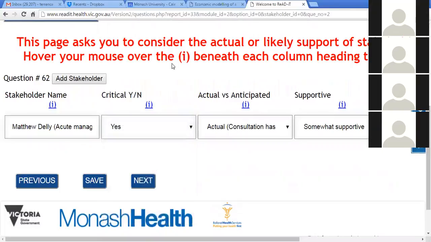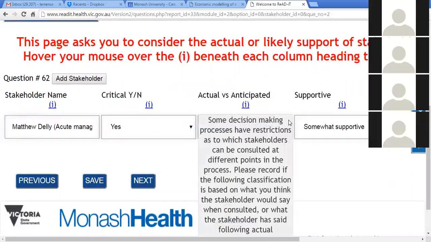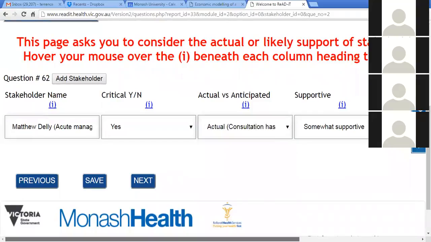I've entered the information here already for one stakeholder. The acute manager at Strongo Hospital is Matthew Delly. The actual versus anticipated question is asking, have you actually had this consultation already, or is this an anticipated consultation with a critical stakeholder that's likely to take place? We thought, with some of the decision-making processes and some of the feedback we received when developing the ReAD-iT, that you wouldn't necessarily want to consult with everyone about the decision straight away. Sometimes you have a more staged process. So this is recognising that.